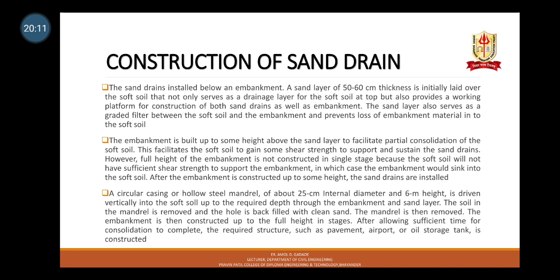After the embankment is constructed up to some height, the sand drains are installed. A circular casing or hollow steel mandrel of about 25 centimeter internal diameter and 6-meter height is driven vertically into the soft soil up to the required depth through the embankment and sand layer.